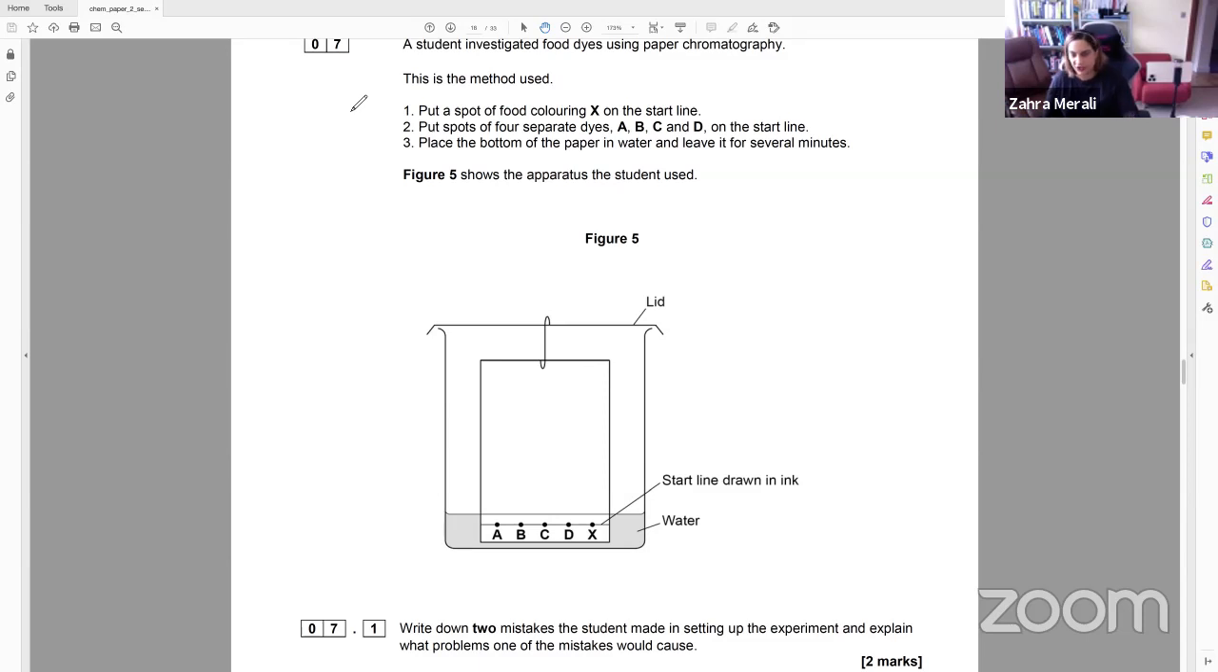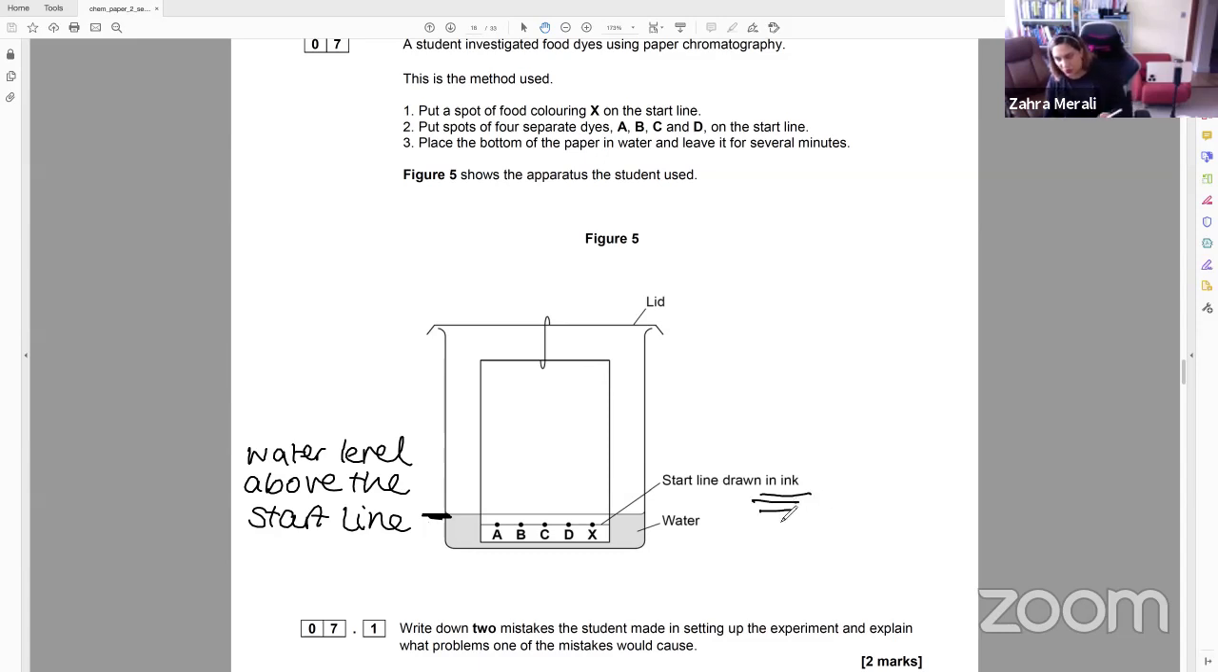So hopefully you can see that a mistake is that the water line here is above the start line. So what would the problem be? It's too high, right? The water level is above the start line, so everything would just dissolve. And the other mistake, it tells you that the start line was drawn in ink.